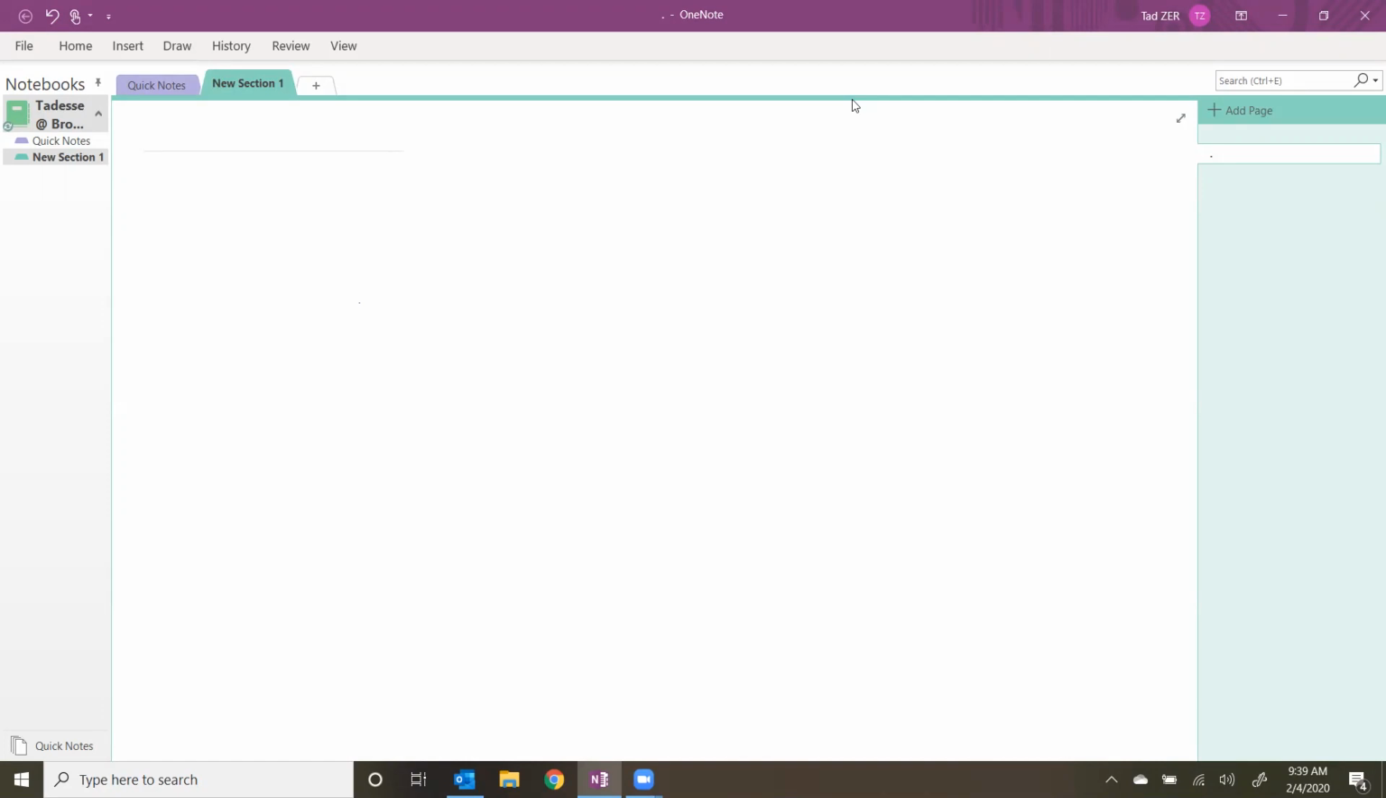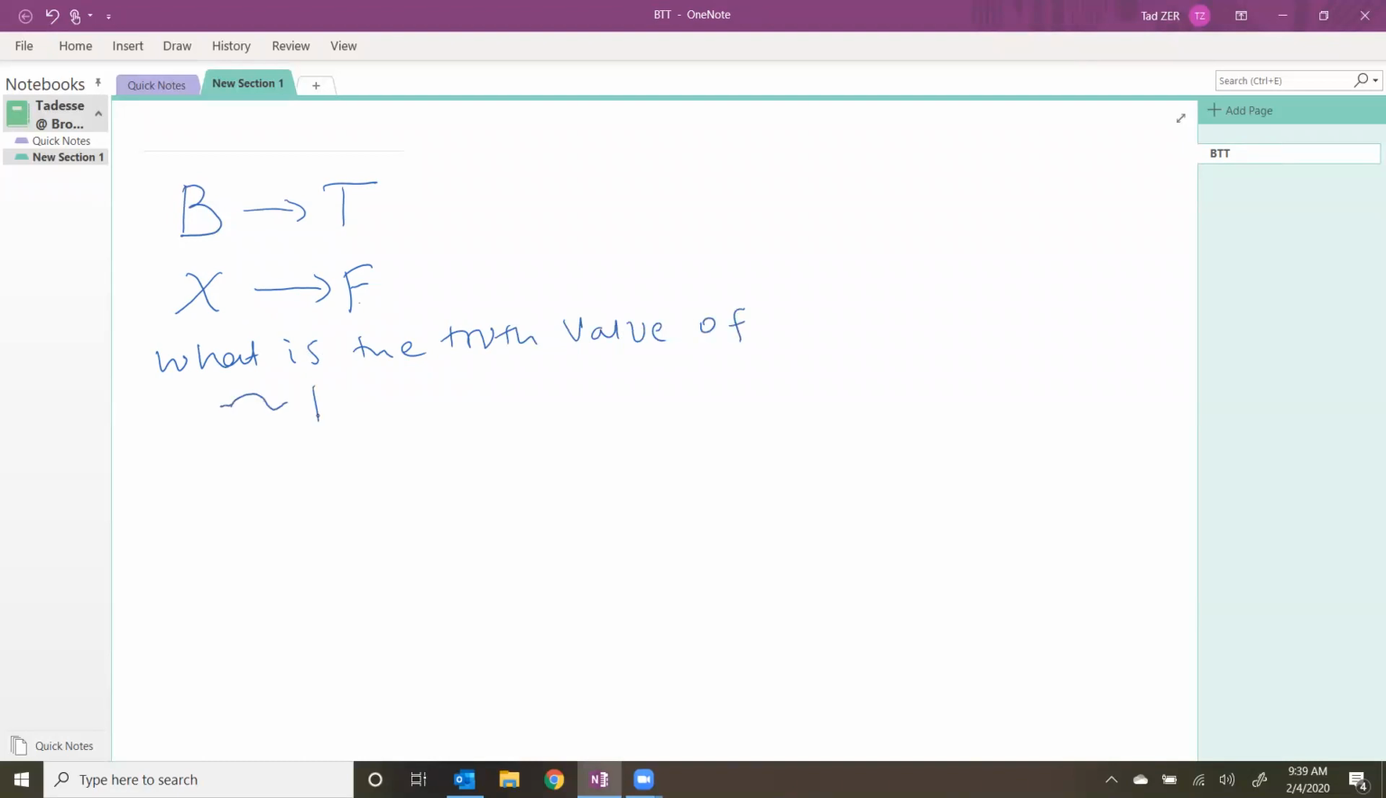So the example says, I have a proposition or a statement B whose truth value is true. And then I have another proposition, which is X. It's just a statement, okay? And we know the truth value, it says it's false. Now the question is, what is the truth value of the negation of B or X?